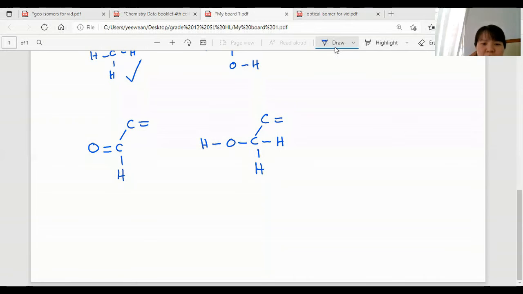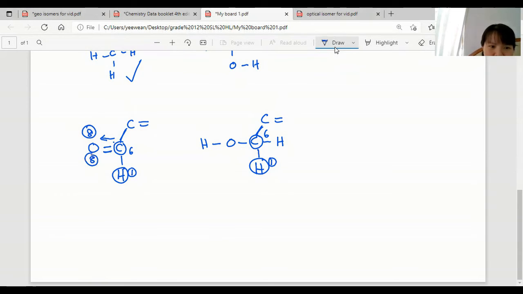Okay, let's compare these two. How do I find out the priority? So walk with me. The first one, 6, same here, 6. And this one, 1. This, same, 1. And now this is the difference. Now if I walk this way, I'll get an 8, and it's a double bond, so another 8. So I look at each of the bonds separately. So an 8 and another 8. What about this one? I get an 8 and a 1. So this is a higher number. This is my priority.